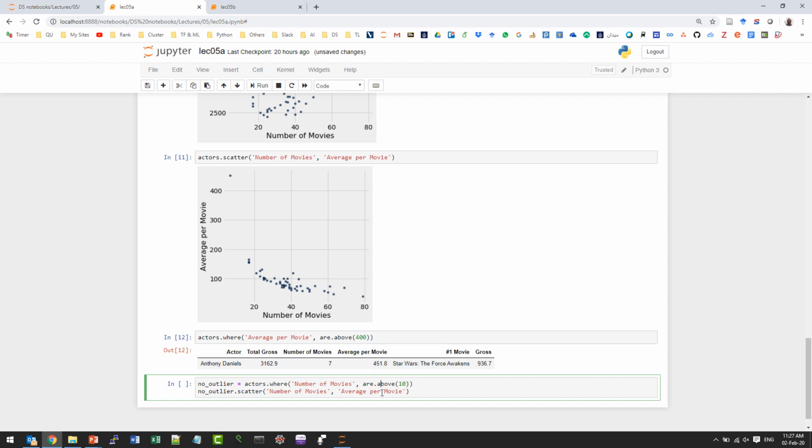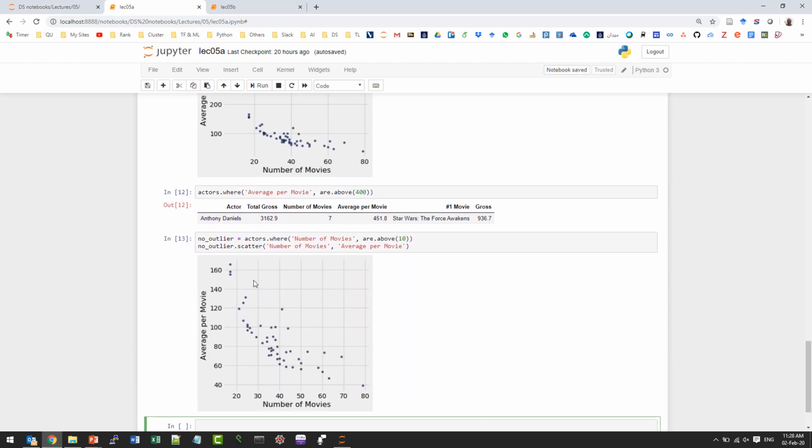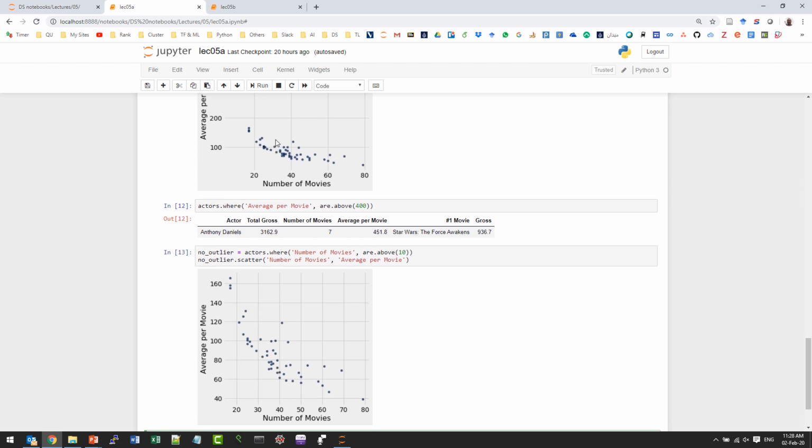Now let's look closer at the rest of the data. So we'll just ignore the ones that are very low, and we get all the ones that are above 10 in terms of number of movies. So we'll just remove the outlier now, and let's look at the scatter plot with the remaining data. This is similar to the previous one, except that we removed the outlier.